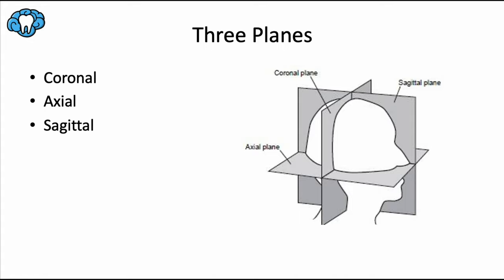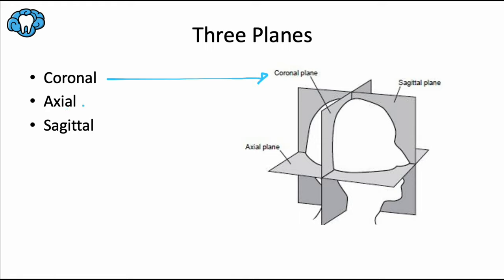Since the teeth function in three dimensions, there are three planes that we need to be familiar with. The first is the coronal plane, which if we go over to our diagram, refers to this plane going from left to right. Coronal comes from the Latin word for crown. So imagine this patient wearing a flat paper crown, or like Mickey Mouse ears, on top of their head. That crown or those ears would be in the same plane as the coronal plane. So that's how I remember that one.